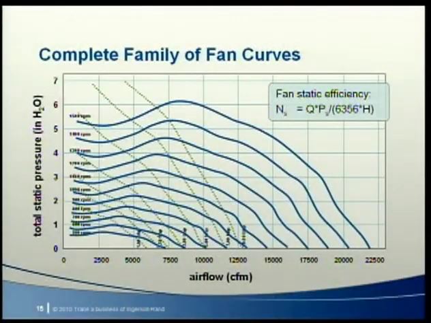Here's an example of the actual fan curves for a specific fan in an air handling unit showing how the fan works at different speeds. The brake horsepower curves show how much power the fan needs at each operating point. Fan static efficiency lines could also be included. They're usually not published, but fan static efficiency can always be calculated at any operating point using the equation shown. In any case, we can use this family of fan performance curves to help select the right fan and fan speed for a required airflow and static pressure in a given system.